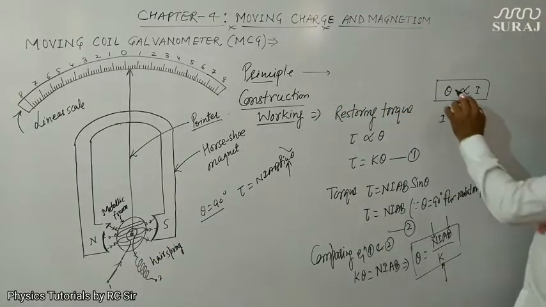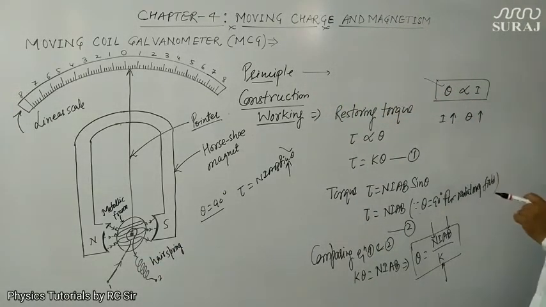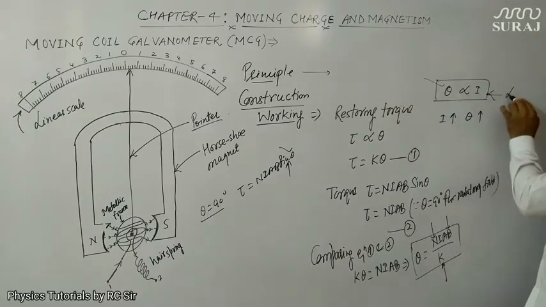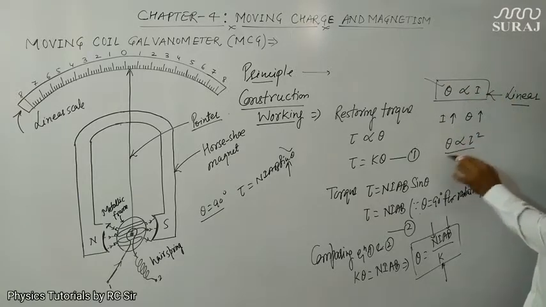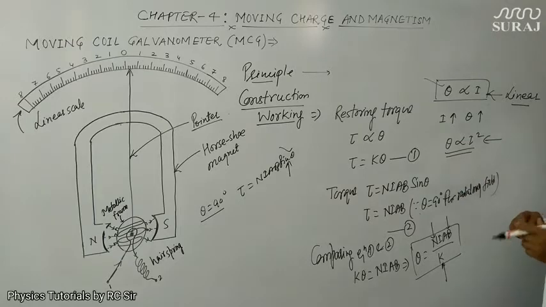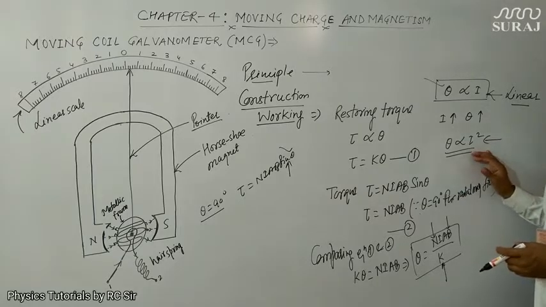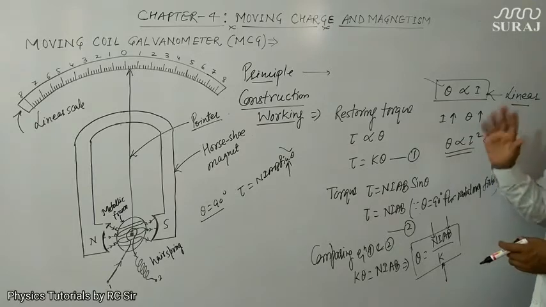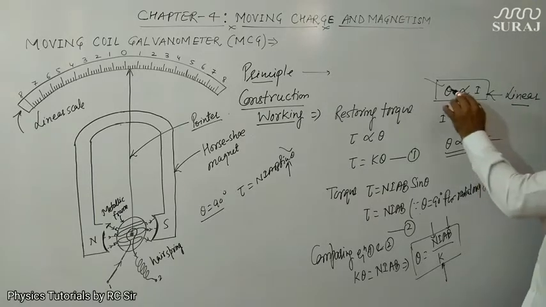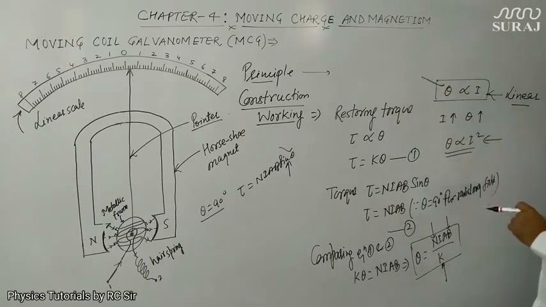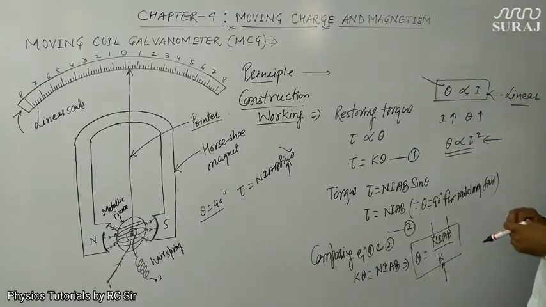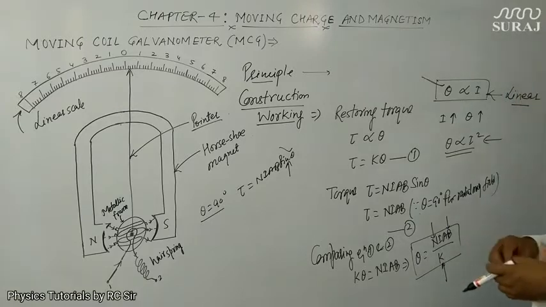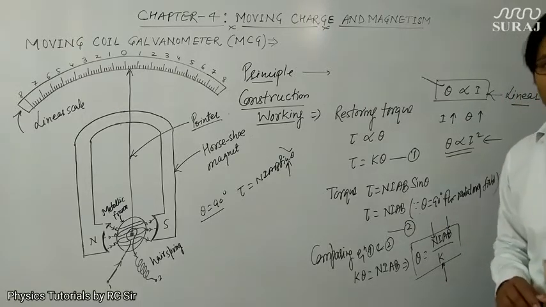And since theta is directly proportional to current, we are using a linear scale. If the relation is not linear, suppose theta is directly proportional to I square, then we cannot use the linear scale, we have to use a non-linear scale. So that is why we are using the linear scale here, because the deflection produced in the coil is directly proportional to the current flowing through the coil. So this is the working of the moving coil galvanometer.